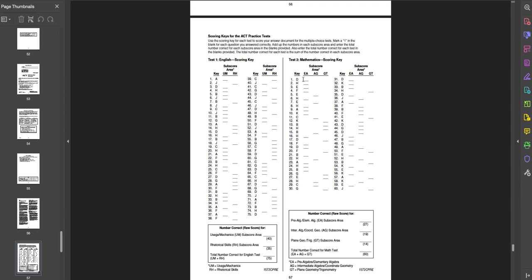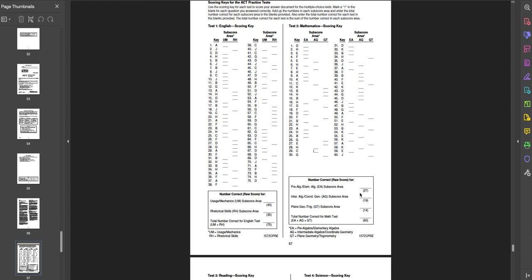So what you can do is figure out how many you got correct in each sub area, I suppose. Say you had 10 out of 19 in the intermediate algebra and coordinate geometry area, and you were good here and good here. That is a target area where you should practice questions that look like that. So let's say we want to practice another ACT in this area because that was our trouble area.